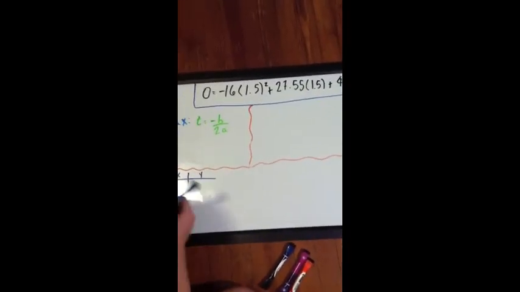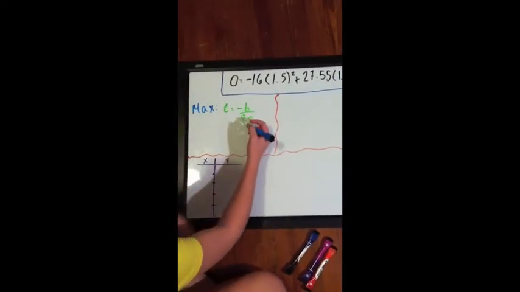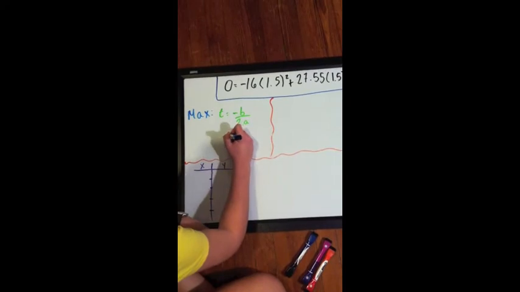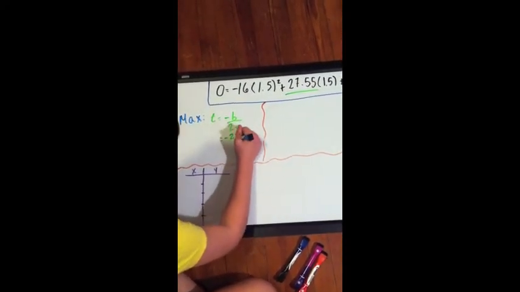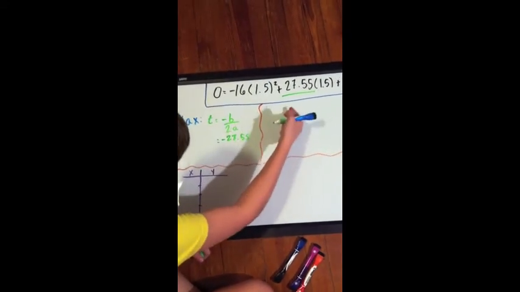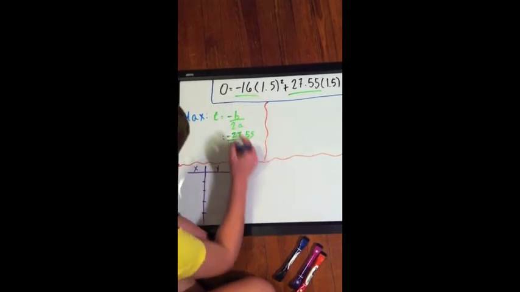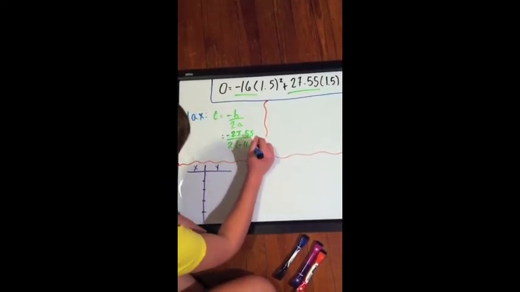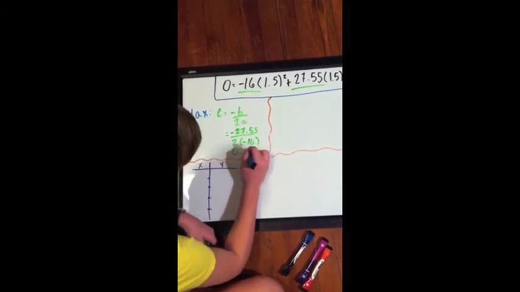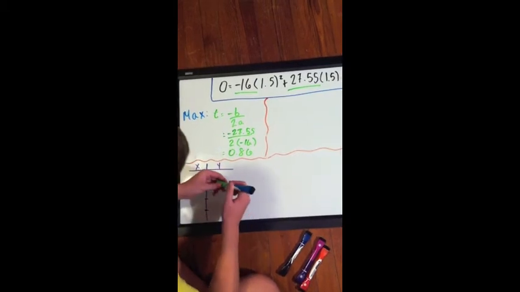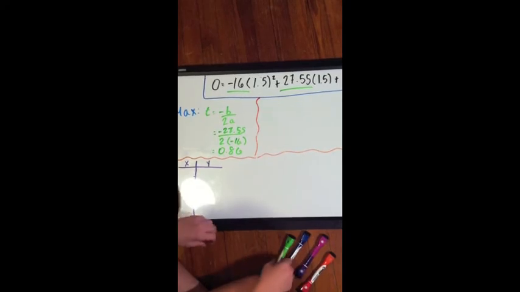Alright, so going back to our original h of t equation, you have to find the time that the maximum occurs at. Do that using this formula. You take negative b, this number here, so negative 27.55, which is the velocity, over 2 times a, which accounts for gravity, so negative 16. When you work that out, you get 0.86. So that's the time that your maximum height will occur.